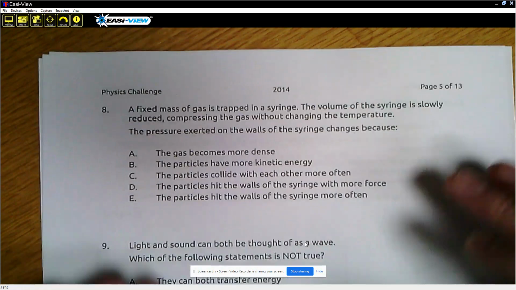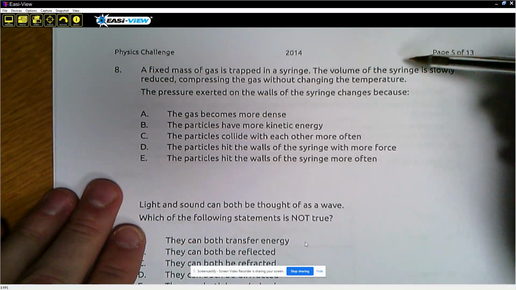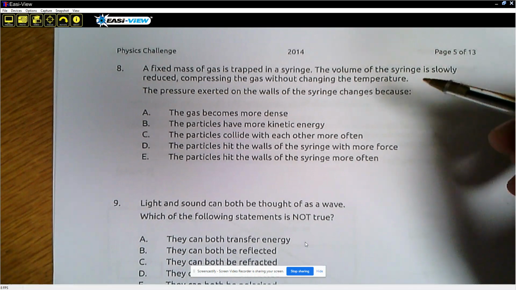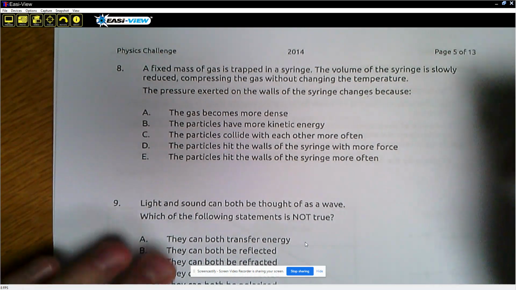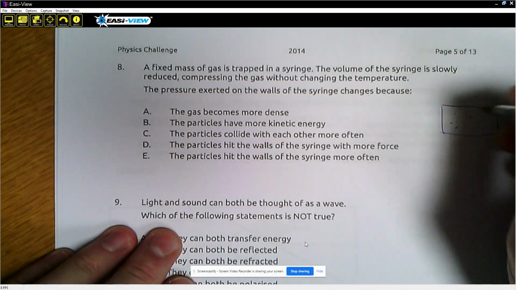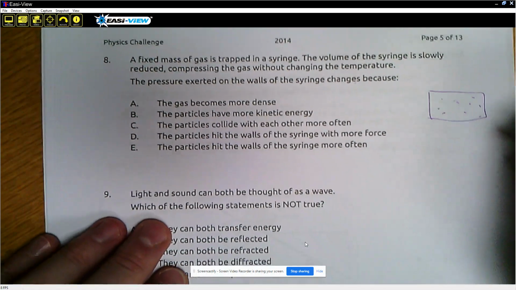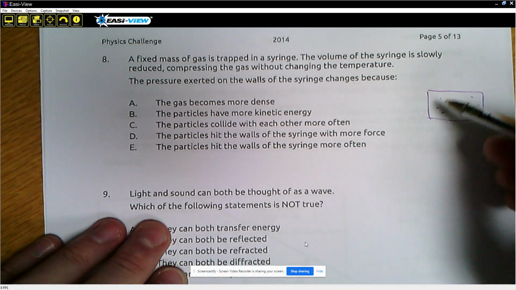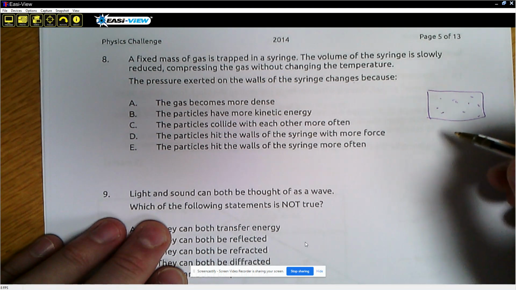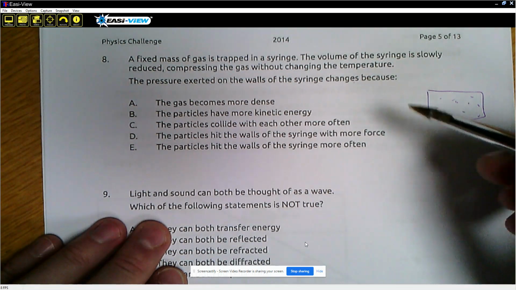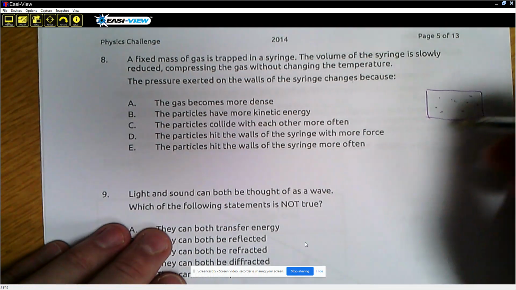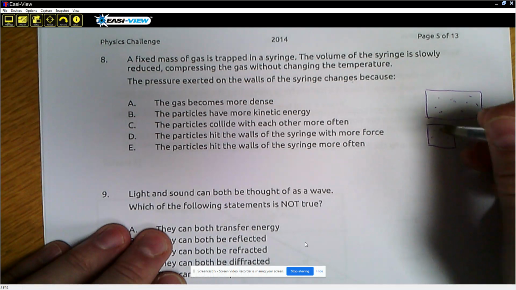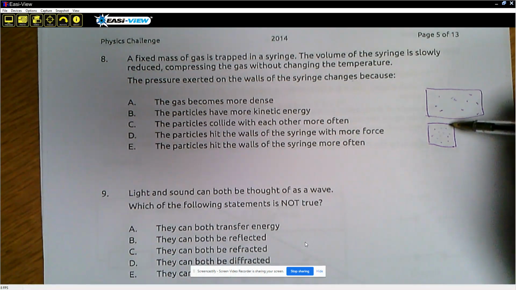Question 8. A fixed mass of gas is trapped in a syringe. The volume of the syringe is slowly reduced, compressing the gas without changing the temperature. The pressure exerted on the walls of the syringe changes because... So we had some gas. The temperature change is important because a temperature change would mean that they'd be moving around faster, so you could increase the pressure by having the temperature increase. We're saying the pressure has changed, but the reason why is that pressure is to do with how frequently and how hard particles in the gas are hitting the walls.